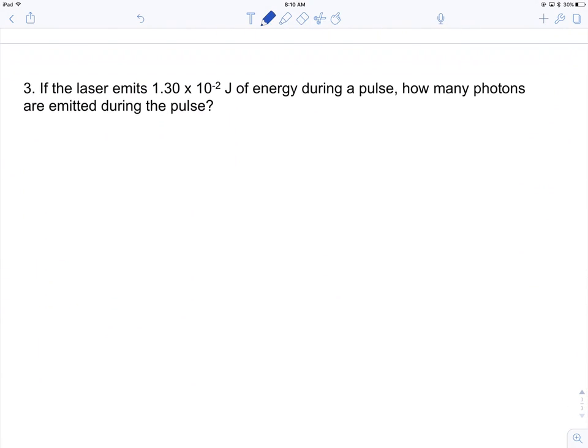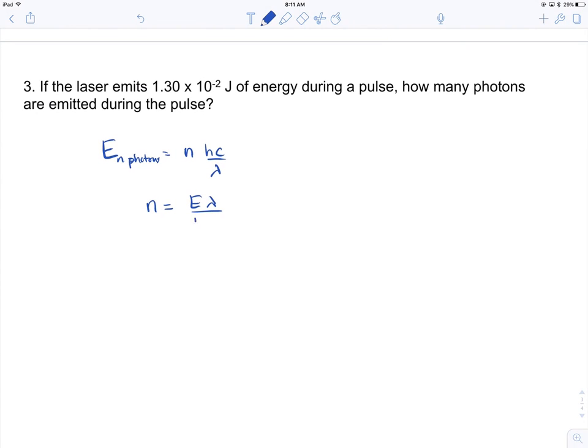And the final question here, if the laser emits a certain energy, how many photons are emitted? Well, here we're going to be solving for n, so we can rearrange to the energy of the photons multiplied by the wavelength divided by hc. So you should be able to do the algebra to rearrange that equation, and then we'll plug in here the energy.